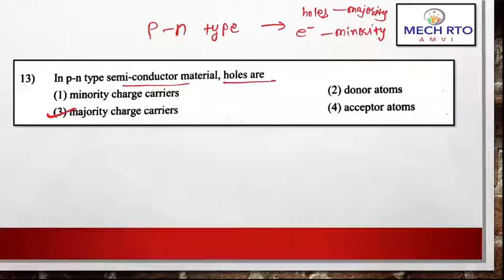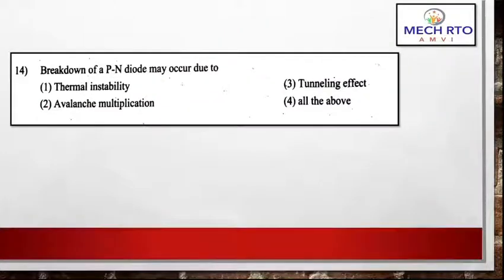Now moving on to the next question. Question number 14. Breakdown of a PN diode may occur due to. Options are thermal instability, tunneling effect, avalanche multiplication, all of the above. Here the correct answer is 4, all of the above. All of these, thermal instability, tunneling and avalanche, are reasons for the breakdown of a PN junction diode.